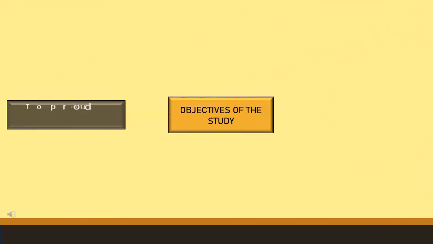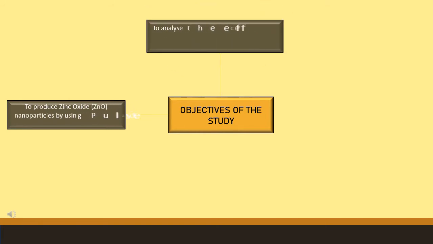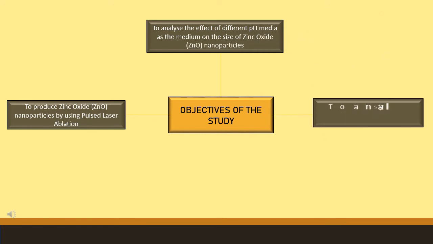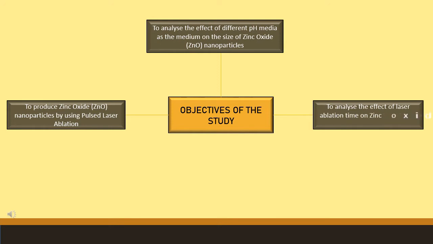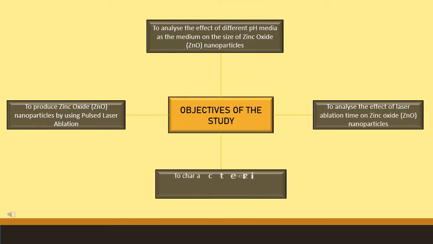There are few objectives of the study. The first one is to produce zinc oxide nanoparticles by using pulsed laser ablation. The second one is to analyze the effect of different pH media as the medium on the size of zinc oxide nanoparticles. The third one is to analyze the effect of laser ablation time on zinc oxide nanoparticles. And the last one is to characterize zinc oxide nanoparticles based on their size, elemental composition, and also morphology.